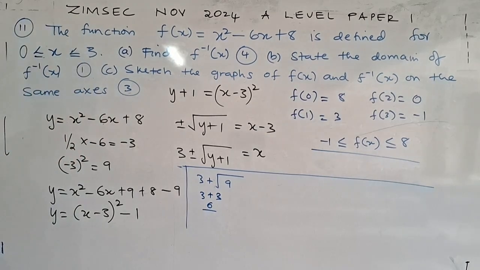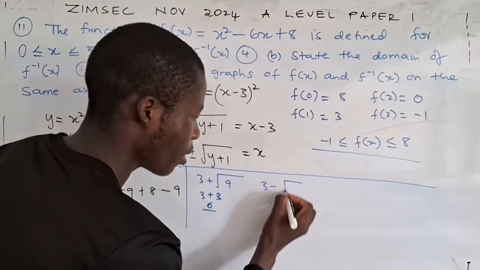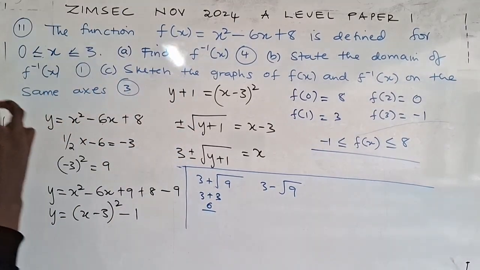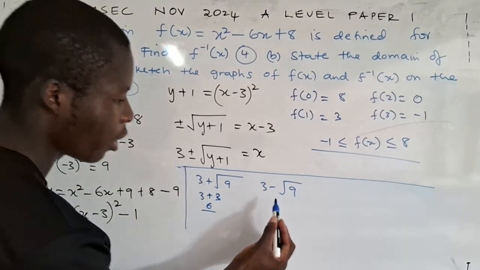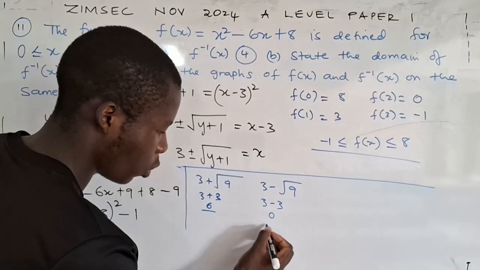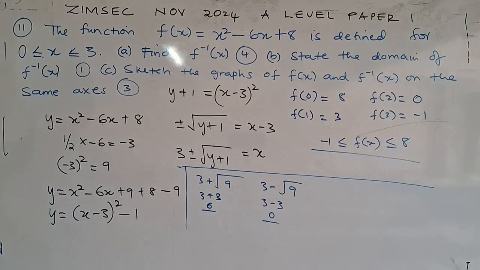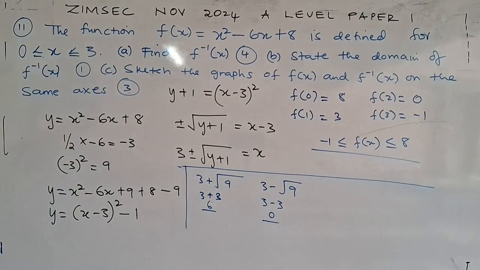This is 6. And here, I'm going to say 3 minus the square root of 9. What is the answer? This is 3 minus 3, which is 0. This is 6 and this is 0. Let's move on to the next part.